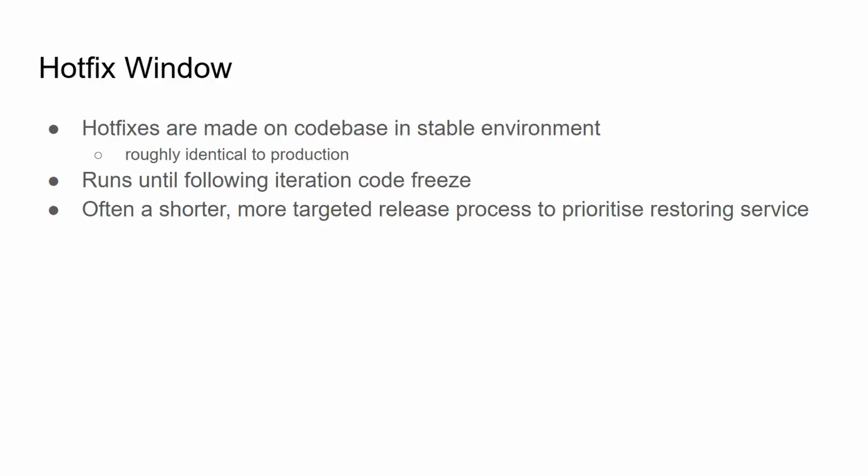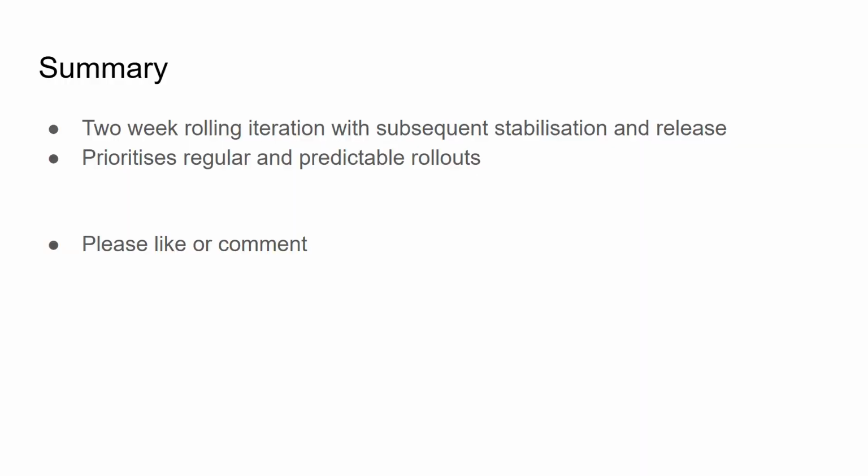During the hotfix window, the hotfixes are made on the stable environment, so stable branch, which is roughly identical to production. It runs until the following iteration's code freeze. Often we run a shorter, more targeted release process for hotfixes, and that's to prioritise restoring service rather than covering the entire software. So in summary, it's a 2-week rolling iteration with subsequent stabilisation and release, and we prioritise regular and predictable rollouts.